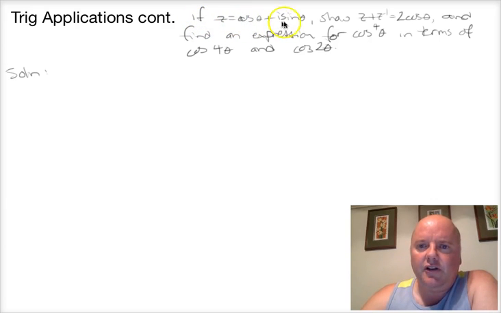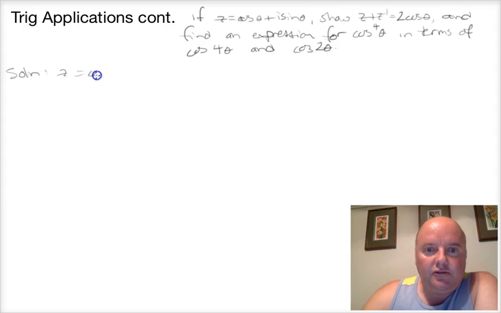If z equals cos theta plus i sin theta, show that z plus z to the minus 1 equals 2 cos theta. So that's the first part we've got to do. And then we've got to find an expression for cos to the power of 4 theta in terms of cos 4 theta and cos 2 theta. So our solution, the first thing, let's work on this. Now we know z equals cos theta plus i sin theta.